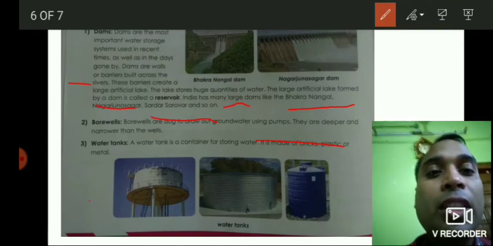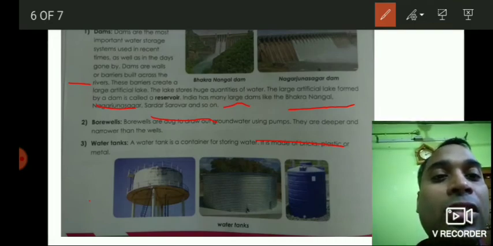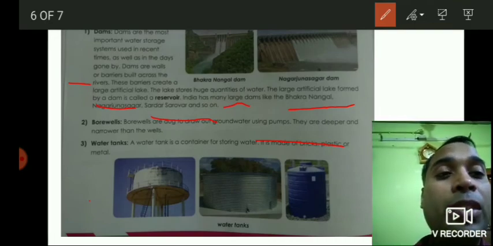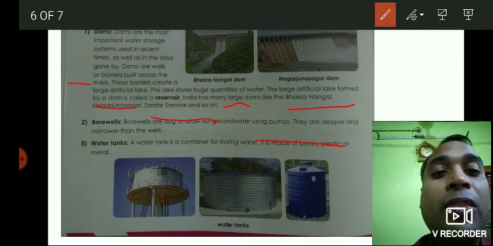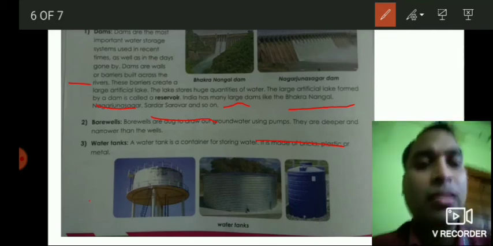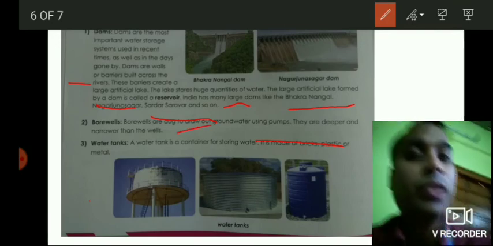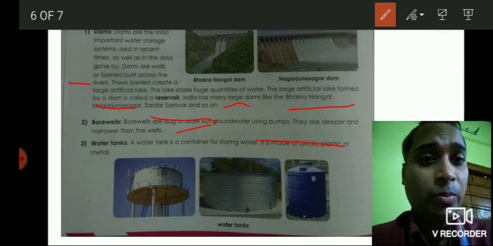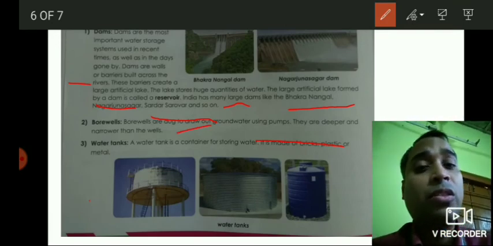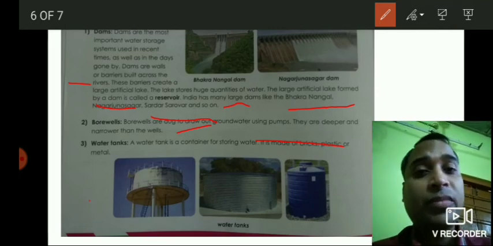Then bore wells. Bore wells are dug to draw out groundwater using pumps. So they are deeper and also quite narrower than the wells. So mainly we need water pumps to draw water from the bore well. Then we have water tanks.